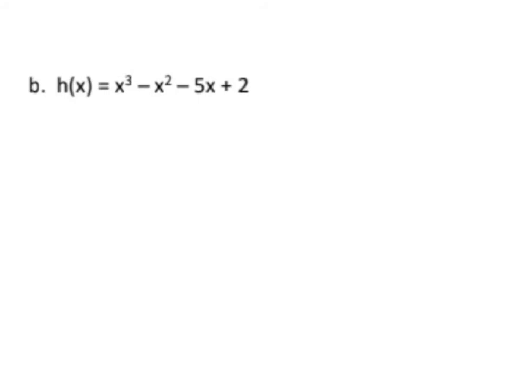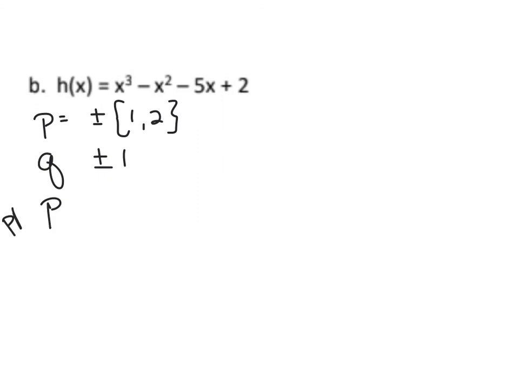Okay, again, we're finding all of our zeros. So you're given small numbers here. Factors of p would be 1 and 2. Factors of q would just be 1, so plus or minus 1. So my possible rational zeros would be in the list of p divided by q. So I only have 4 values to check this time: positive and negative, 1 and 2. So again, pause the video, substitute in, and see if you get a remainder of 0 for any of them.